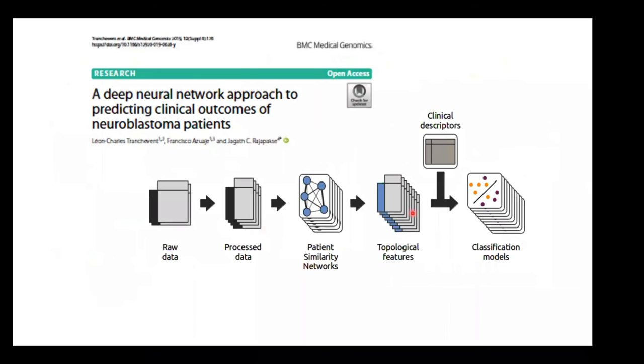So this is a paper that came out recently. We used transcriptomics and epigenomics data, combined these two data types in a neural network to predict outcomes of neuroblastoma patients. Neuroblastoma is a brain cancer. So we look at their blood response, through transcriptomic and epigenomics data from blood.